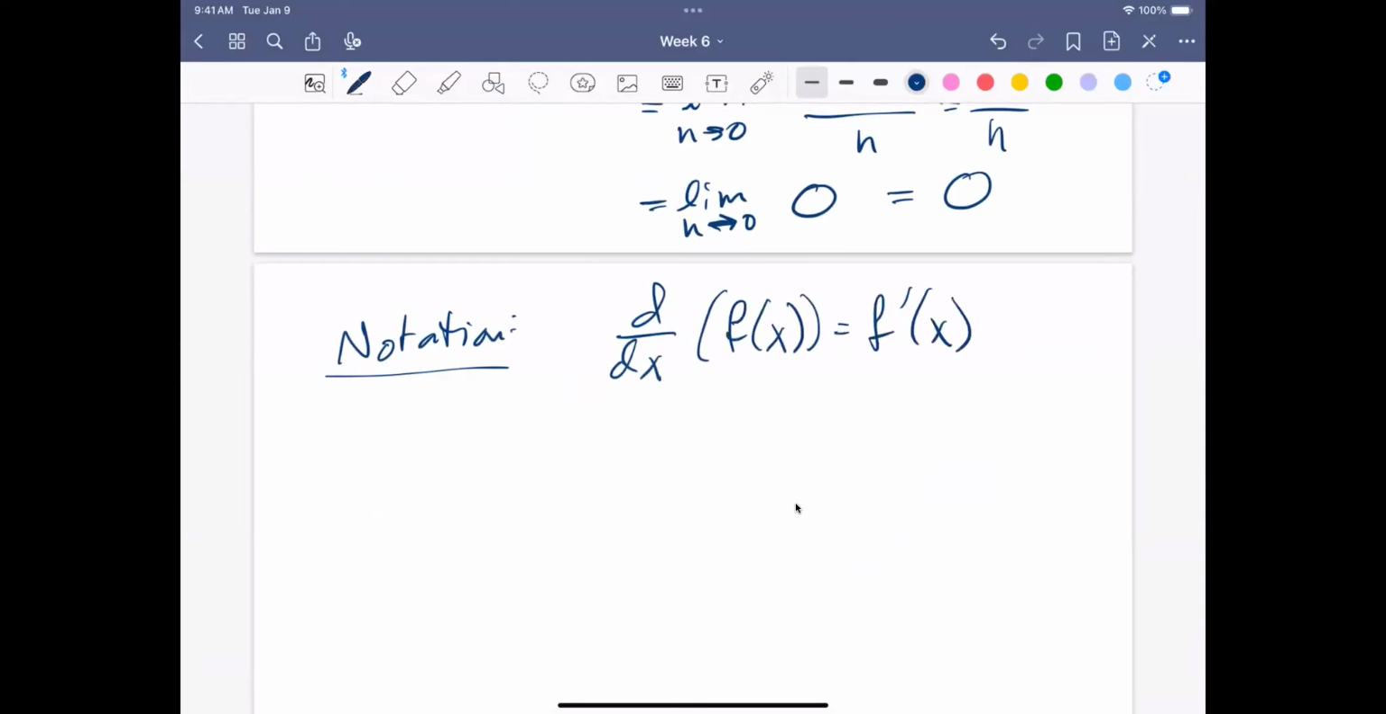Okay. So the next one we're going to look at is power functions.